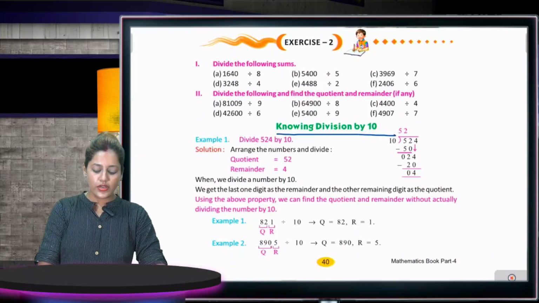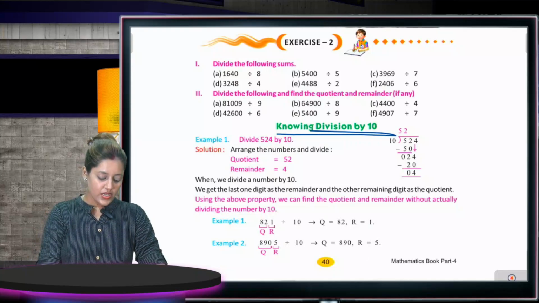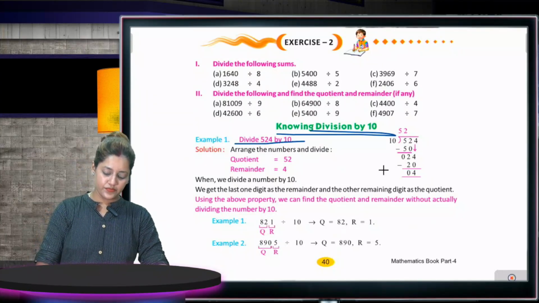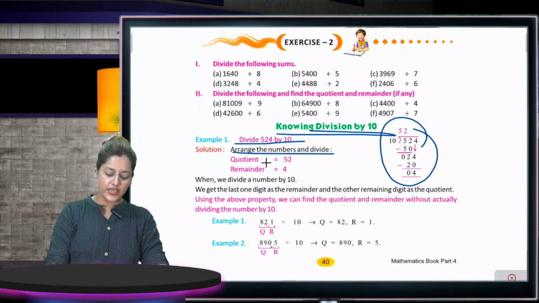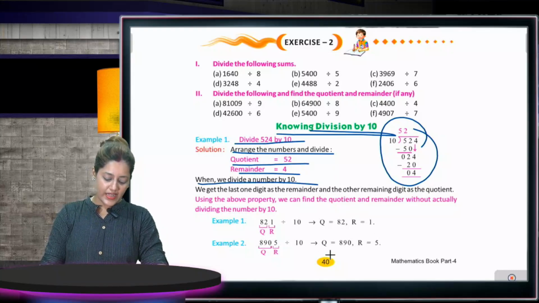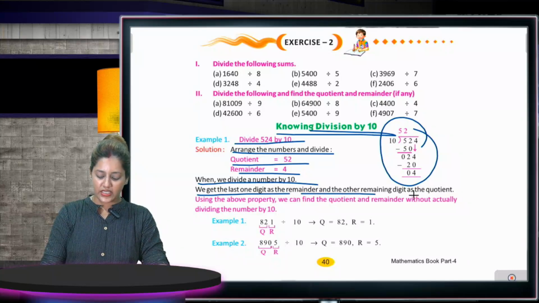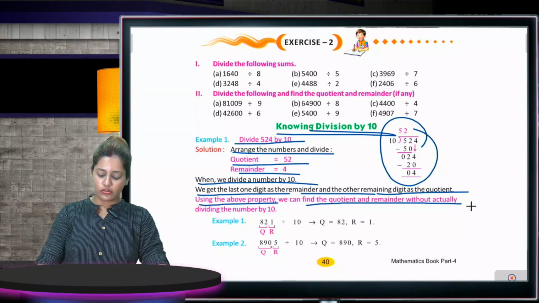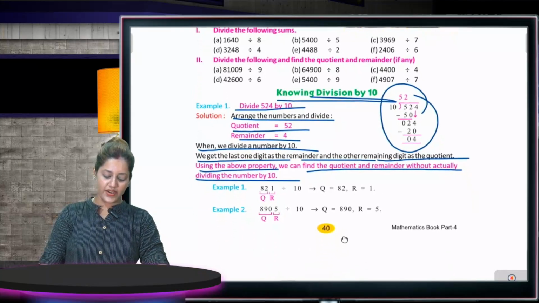Now knowing division by 10. Divide 524 by 10. So arrange the numbers and divide. Quotient is 52 and remainder is 4. When we divide a number by 10, we get the last digit as a remainder, and the other digits as a quotient. Using the above property, we find the quotient and remainder without dividing the number.